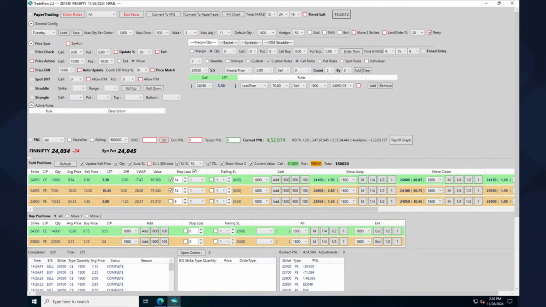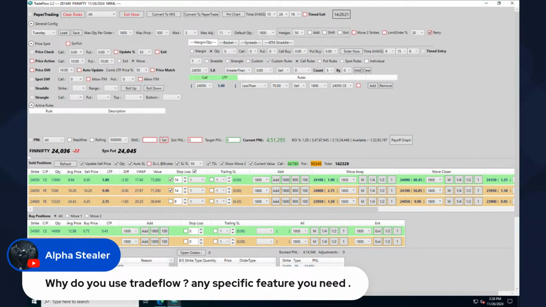Why do I trade with this platform? I think the execution speed is good. Alpha Stealer, let me put your question here. One thing is execution is easy, because as I said, if I want to execute so many trades, Kite would be a little challenging. The second is I can put all these conditions a lot more easily. In fact, I started using TradeFlow when I was in my full-time job. Right now, I'm not in a full-time job, but I got used to this platform, and I continue to use it.